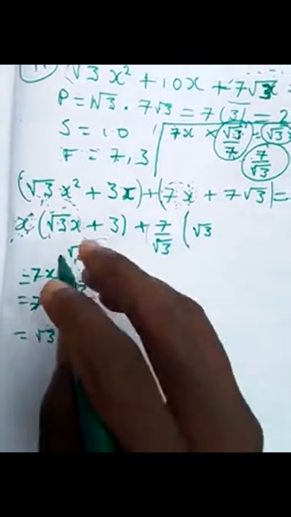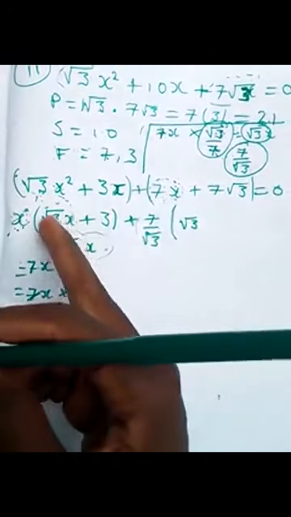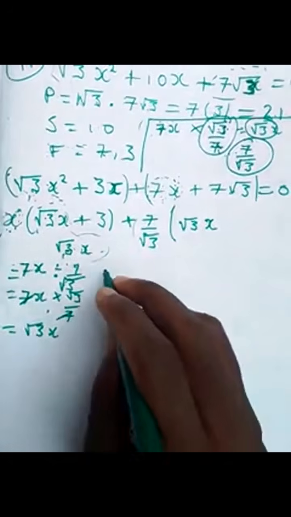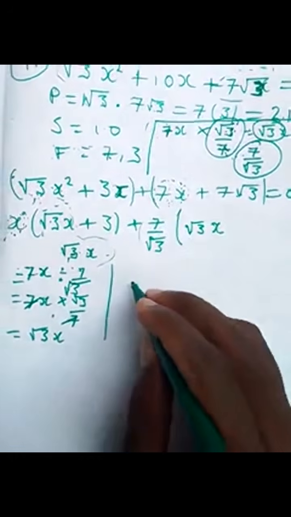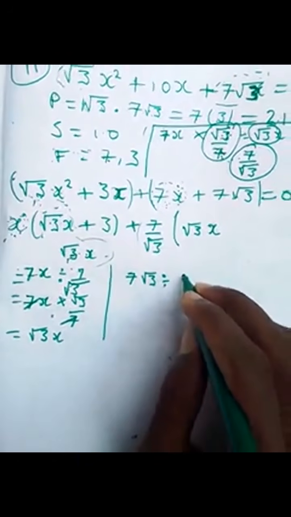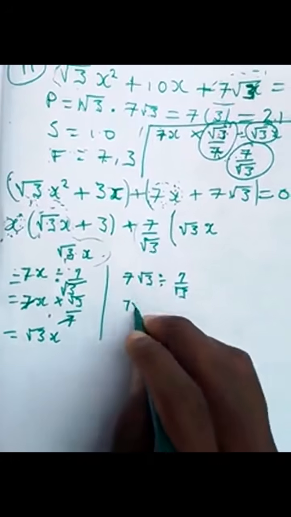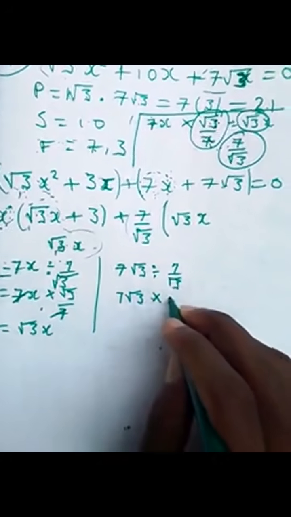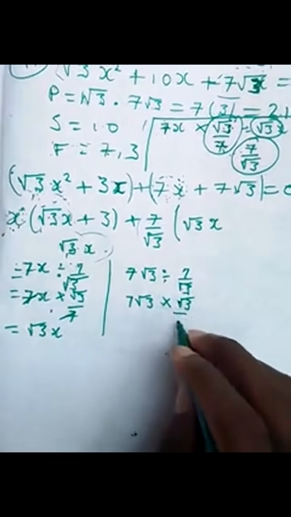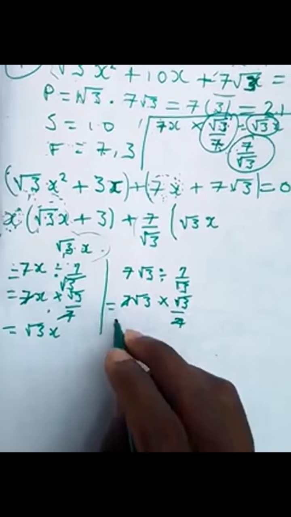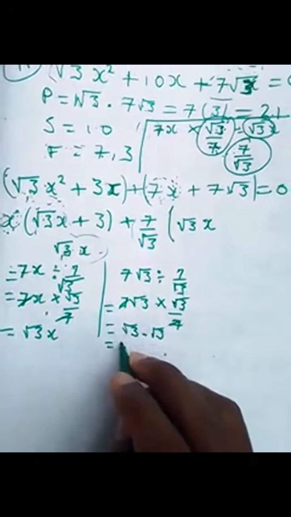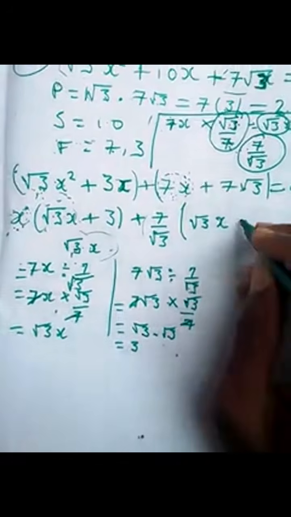Trust me guys, this is the only way in which you can end up with things that are similar here and here. So I have 3x. Now let's come to this one. So if we're factoring out this one, it's more like we are saying 7 square root of 3 divided by 7 over square root of 3. So 7 square root of 3 times, we swap the positions, right? Square root of 3 over 7. 7 and 7 will cancel, right? And I remain with square root of 3 times square root of 3. So I'm eventually going to just end with 3. So I'll say plus 3.